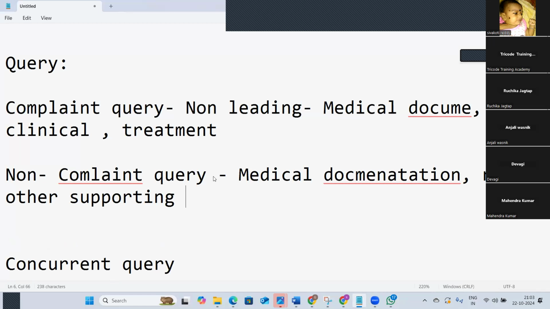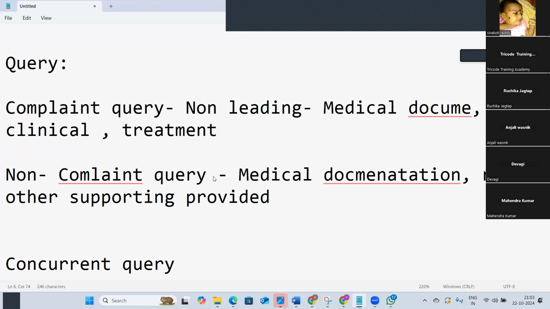No other supporting documentation provided. Okay. Then automatically, if we provided only medical documentation, with no clinical indicators or treatment provided, then it is automatically a non-compliant leading query.